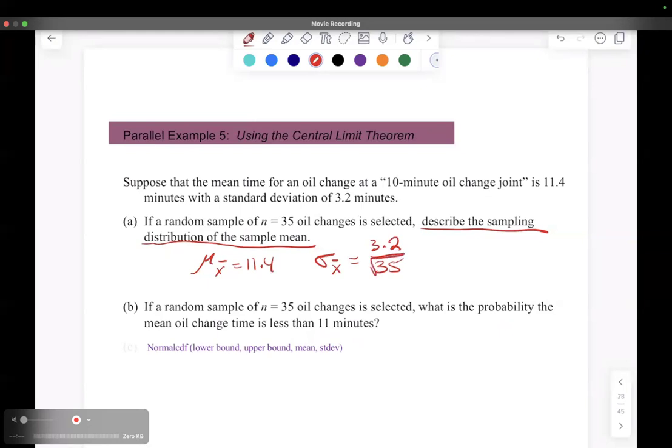Square root of 35. Crazy me. That's really ugly. I'm going to fix it. I'm just going to leave it at 0.54. Okay, so this is an example of a less-than question. If a random sample of 35 oil changes is selected, what is the probability the mean oil change time is less than 11 minutes? So go ahead and calculate this. Don't forget to use the new standard deviation for your standard deviation.